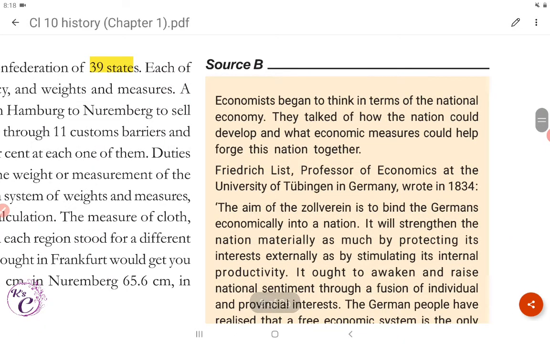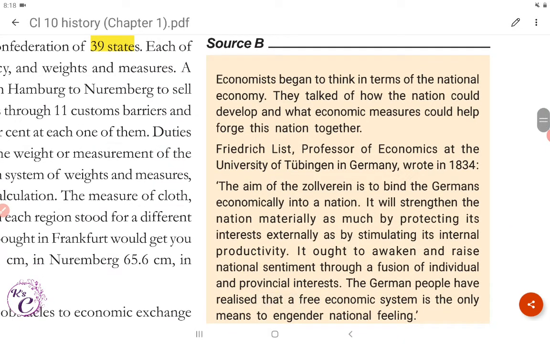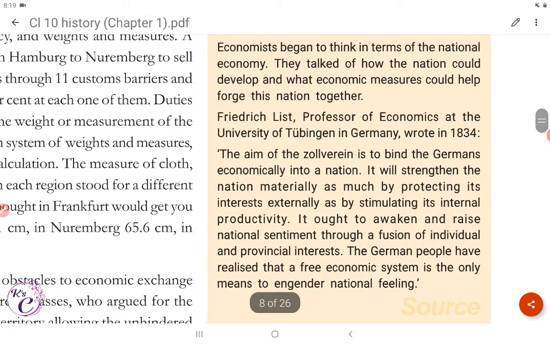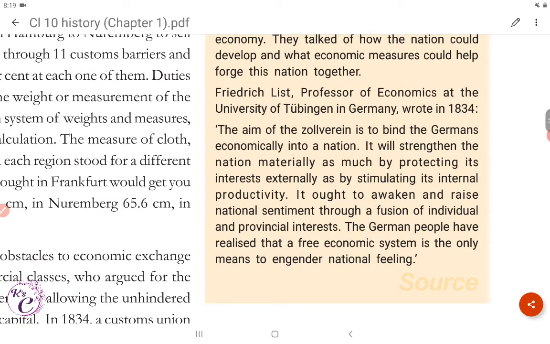Here's a source, source B. Economists began to think in terms of the national economy. They talked of how the nation could develop and what economic measures could help forge this nation together. Friedrich List, professor of economics at the University of Tübingen in Germany, wrote in 1834, "The aim of the Zollverein is to bind the Germans economically into a nation.